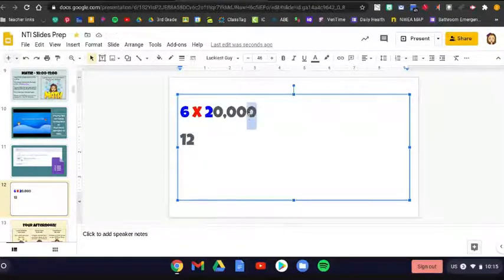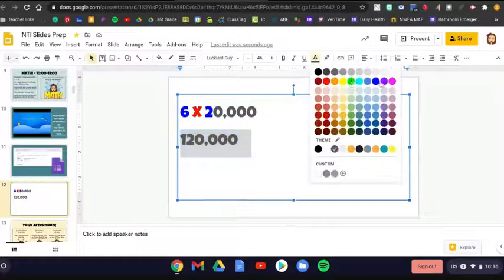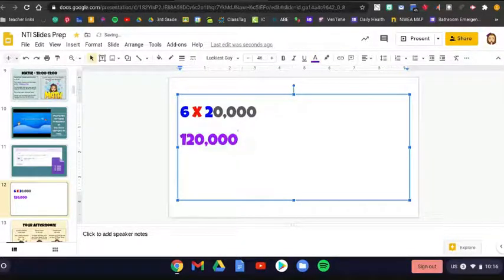I have 1, 2, 3, 4 zeros in my equation. So I'm going to add 1, 2, 3, 4 zeros to my product, to my answer. Throw in my comma, and you just multiplied 6 times 20,000 to get your answer of 120,000. Were you able to follow that? Were you able to figure that out using the pattern?